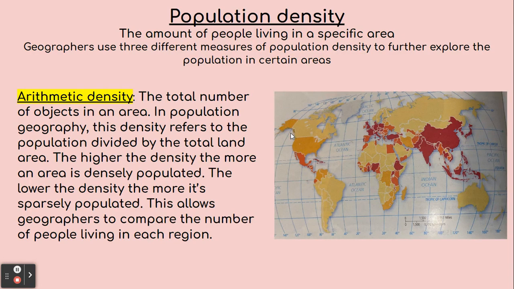Population density, the amount of people living in a specific area. Geographers use three different measures of population density to further explore the population in certain areas. Arithmetic density is the total number of objects in an area. In population geography, this density refers to the population divided by the total land area. The higher the density, the more an area is densely populated, and the lower the density, the more it's sparsely populated. This allows geographers to compare the number of people living in each region. Countries that are high in arithmetic density are the dark red, and countries that are low in arithmetic density are the bright yellow.